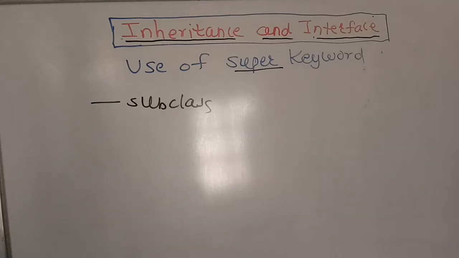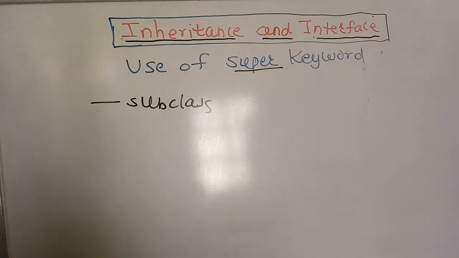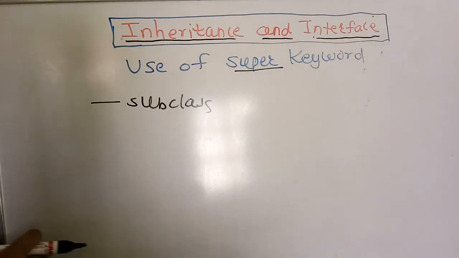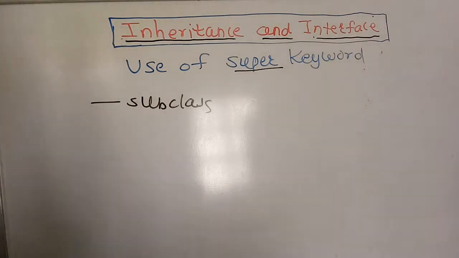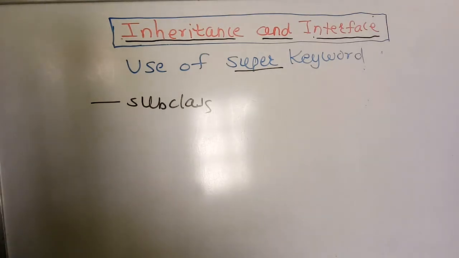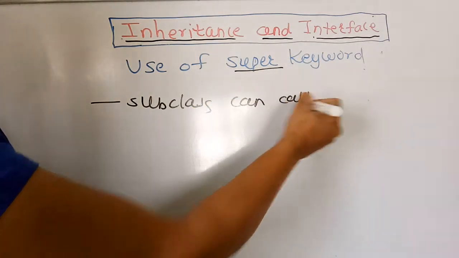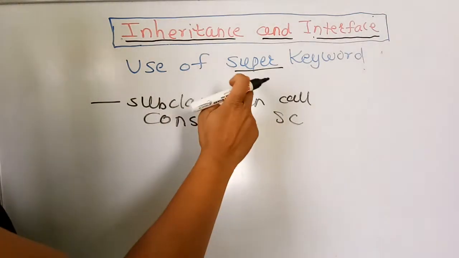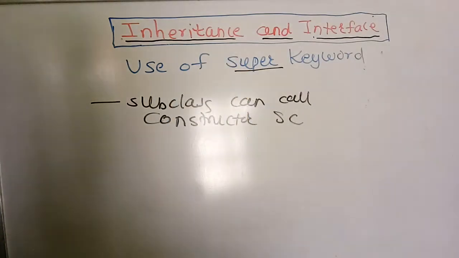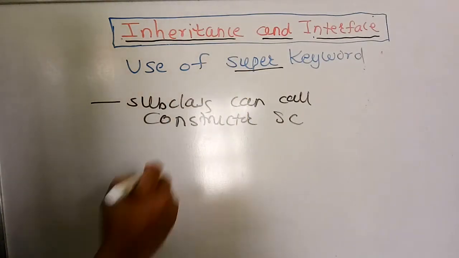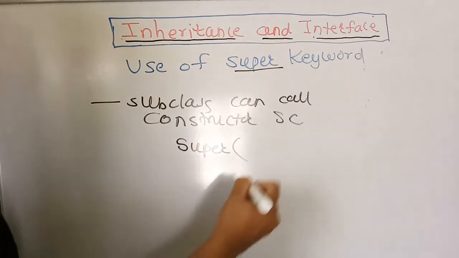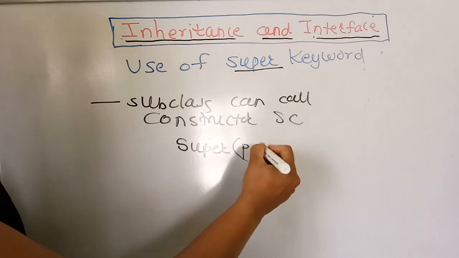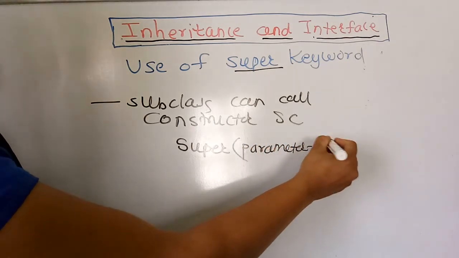Super is a keyword associated with the superclass mechanism to access the methods and constructors of the superclass. We have to use the keyword super. Which are the different uses of super? First, the subclass can call the constructor of the superclass, meaning the child class can call the base class constructor. How to call it? Simply write the super keyword, then specify the parameter list.